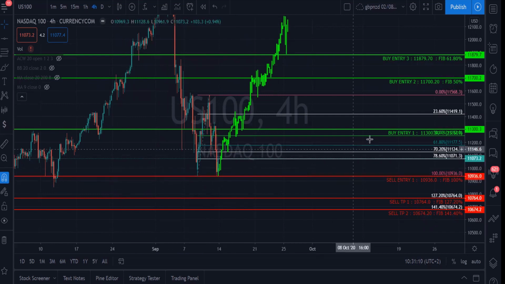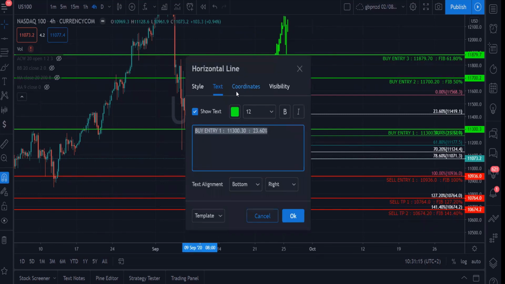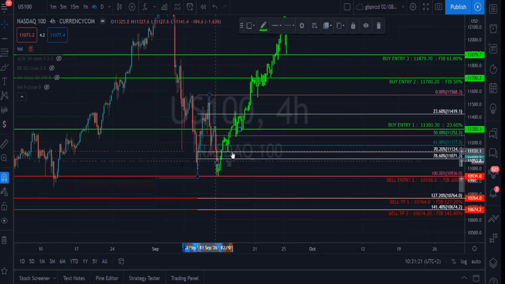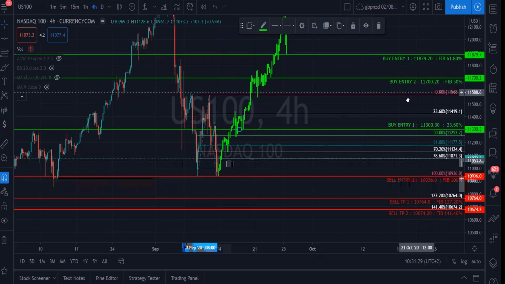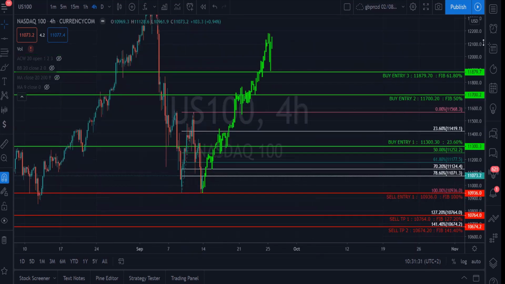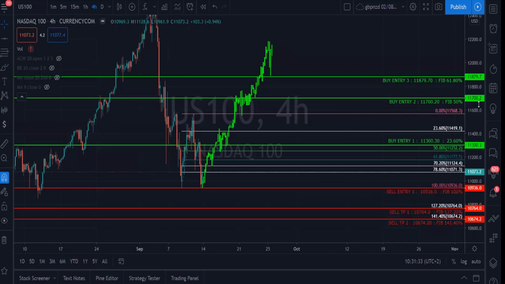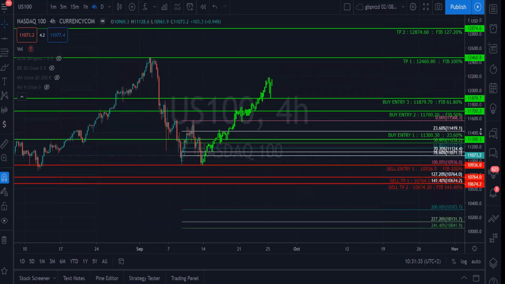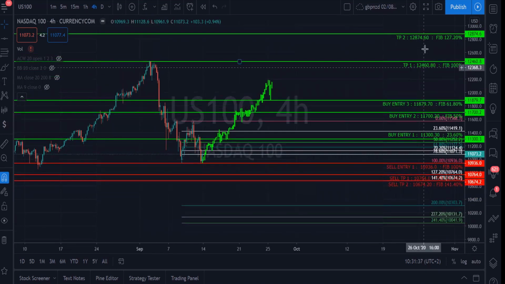I think it's going to be easy for us to say. Let's change this to the top so we can see this print. Right, there we go. Now we can see it. So it's easy for us to say, I'm going to do a buy entry at 11,300, which is my 23.60%. I'll do another buy at 11,700. I'll do another buy at 11,800. And I'll take beautiful profits at 12,400 or 12,800. You with me? Yes, yes.